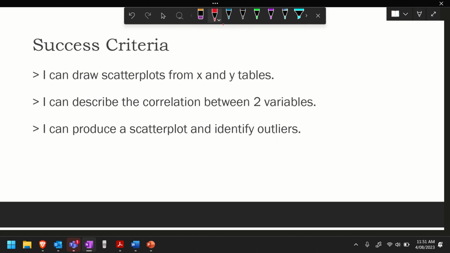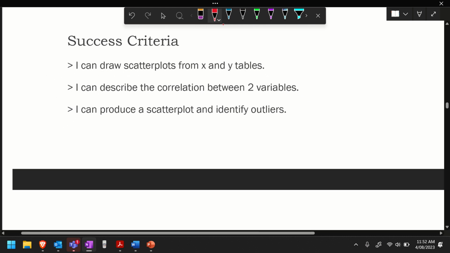There are also outliers in bivariate. Does anyone remember what is an outlier in univariate data? Yes, Sam. It's a number that is significantly higher or lower. Good. A number that's significantly higher or lower, or in other words, it doesn't belong with the data. It's the same with bivariate data. There are outliers, although there's no specific way of determining them. You just have to look at it and see if there are any outliers.